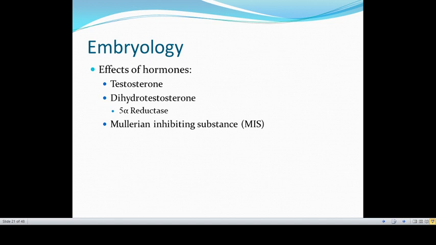which induces the formation of male external genitalia and male secondary sex characteristics. On the other hand, Mullerian inhibiting substance causes regression of the Mullerian ducts by apoptosis on the side on which it is secreted. Therefore, no female internal genitalia can develop in a normal male fetus due to actions of Mullerian inhibiting substance.